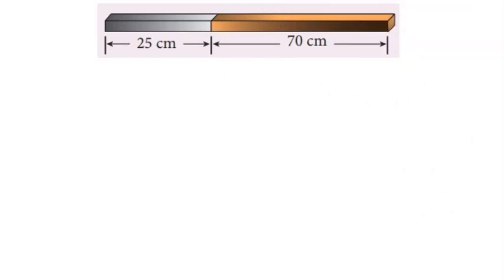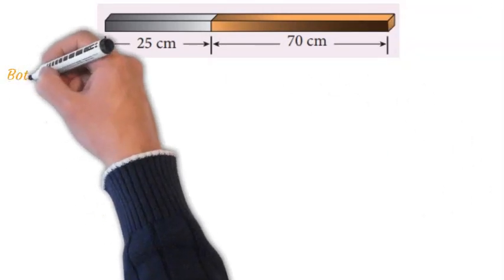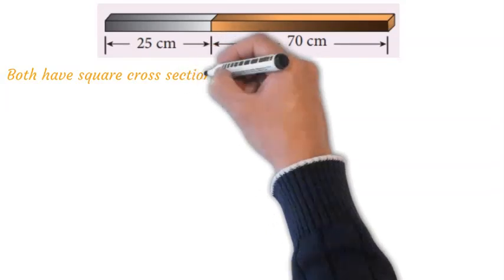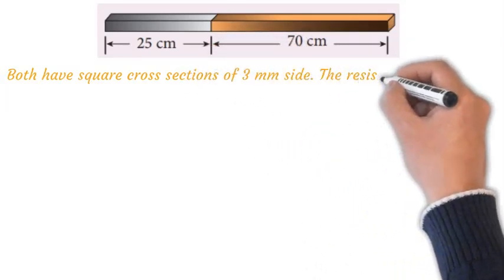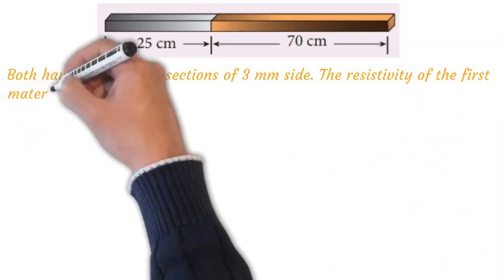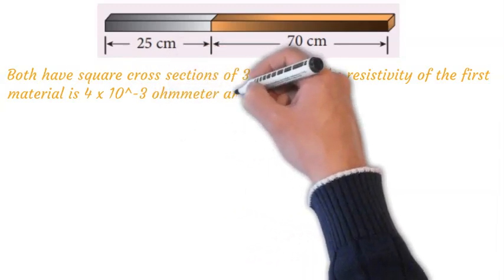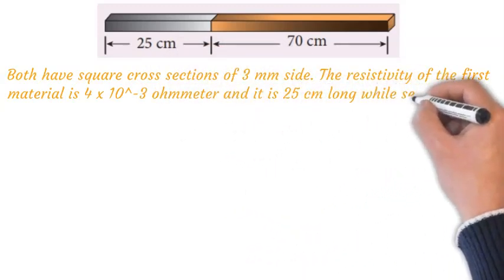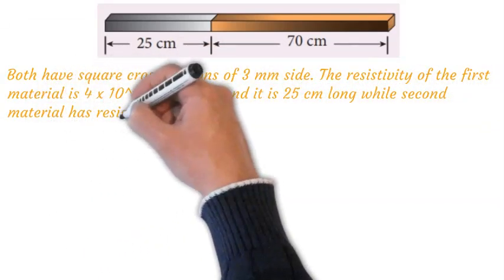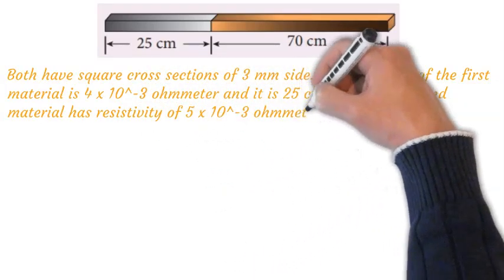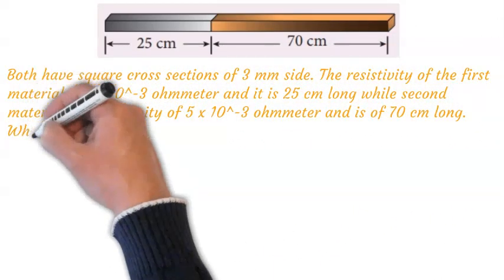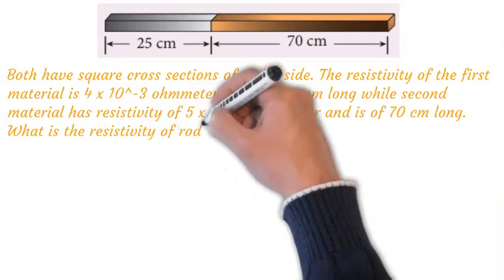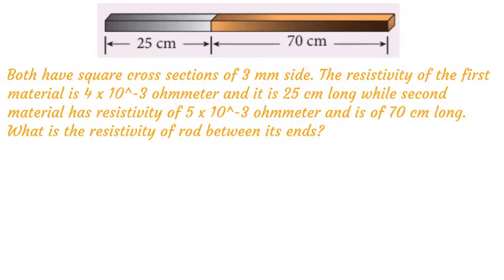The rod given in the figure is made up of 2 different materials. Both have square cross-sections of 3 mm side. The resistivity of the first material is 4 times 10 raised to -3 ohm meter, and it is 25 centimeters long. While second material has resistivity of 5 times 10 raised to -3 ohm meter, and is of 70 centimeters long. What is the resistance of the rod between its ends?